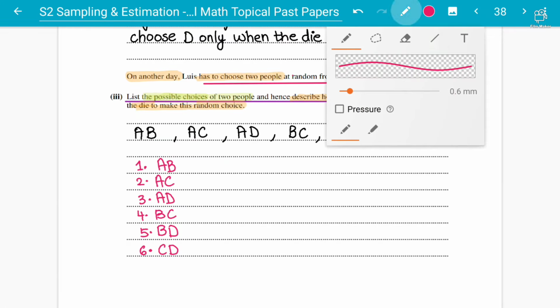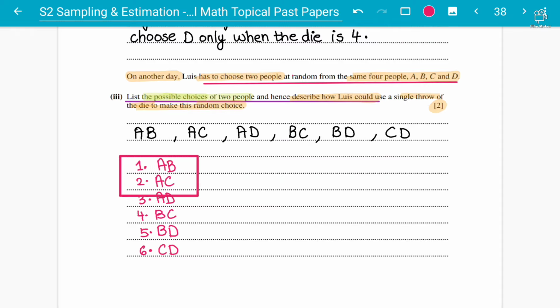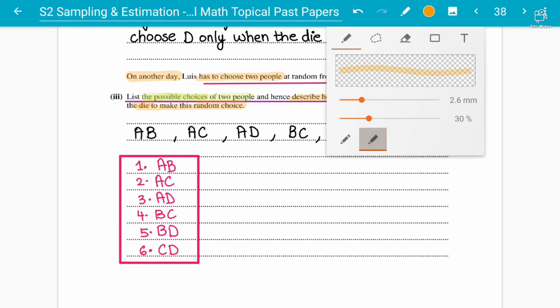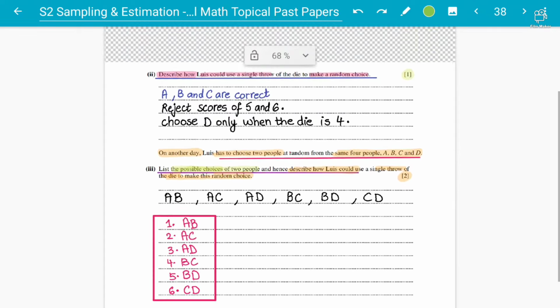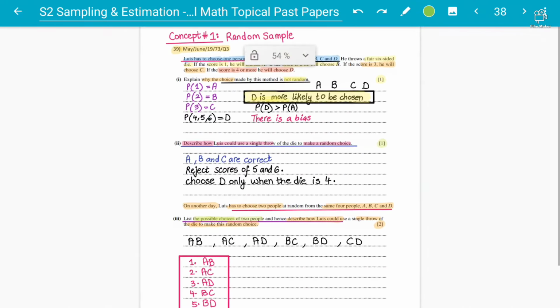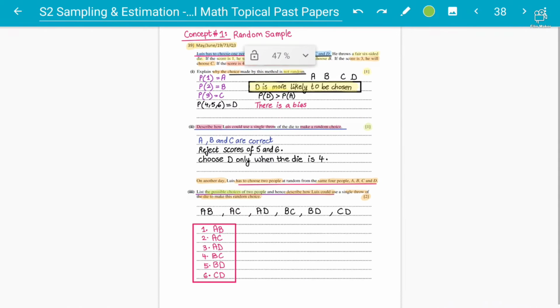So that is how they can do it in a random way: if the die shows 4, Lewis will be selecting BC. If the die shows 5, Lewis will select BD, and that's how it will go. Whatever the number coming, there are 2 people assigned to it. This is a random way of selecting people. So hope everyone got the concept.